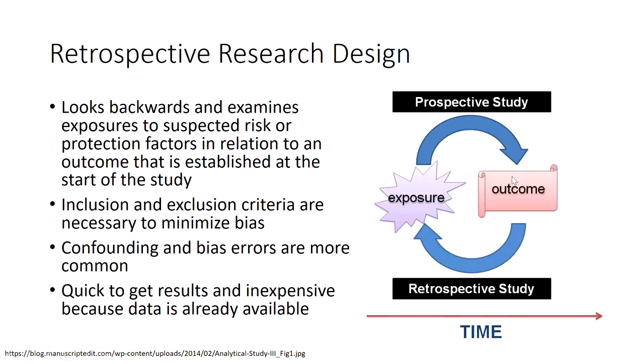So in the retrospective study, you have your outcome. These are patients that already have the outcome desired, and then you're looking back in time as to whether they received an exposure that you think is the cause of that outcome. Because you're looking back in time and it's impossible to get a person's full history, there are lots of opportunities for confounding and bias errors. What's nice about these studies is that it's very quick to get results because these people already have the outcome. You just need to figure out if they've had the exposure. And it's relatively inexpensive because the data is already available.